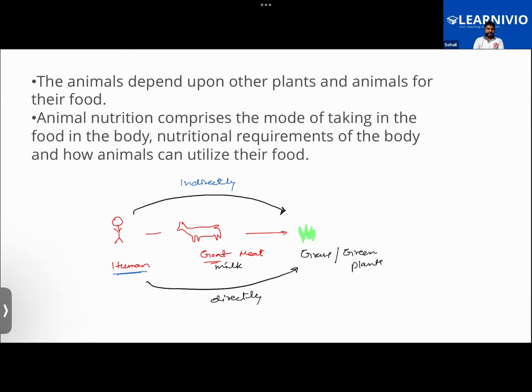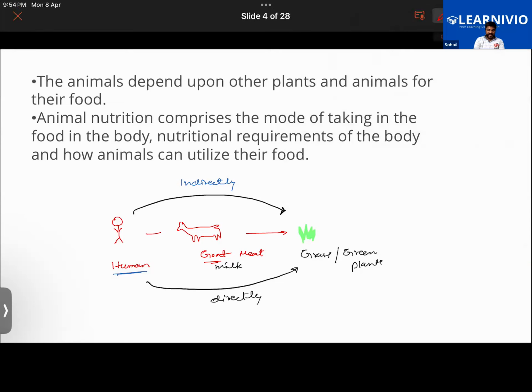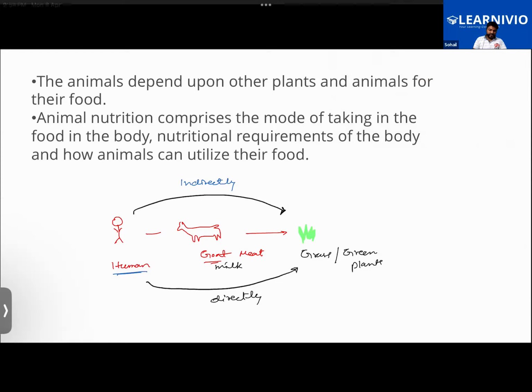So basically the process of taking in food by an animal and its utilization in the body is called animal nutrition. Got it now? That is called animal nutrition. So what does animal nutrition comprise? As I said, it comprises the mode of taking in the food in the body, its nutritional requirements by the body, and how animals can utilize their food.